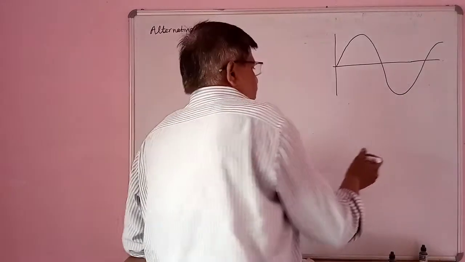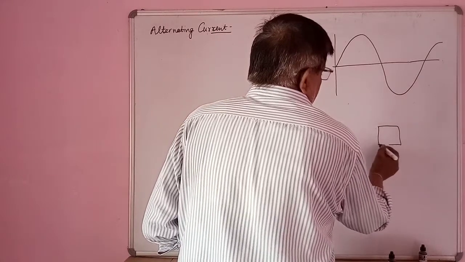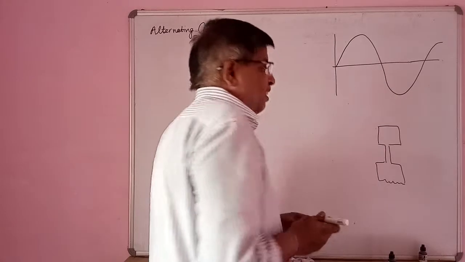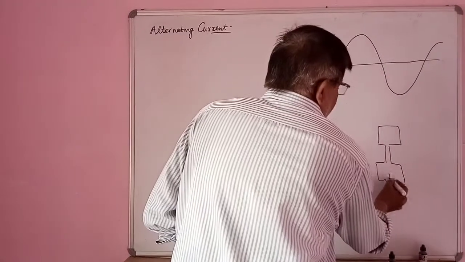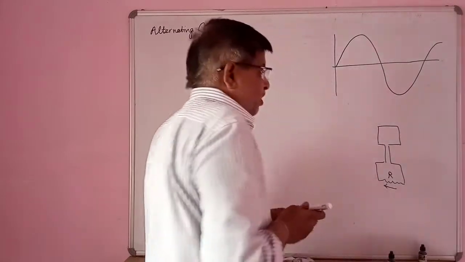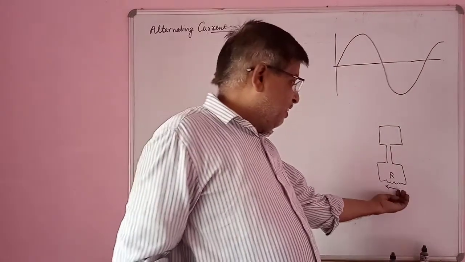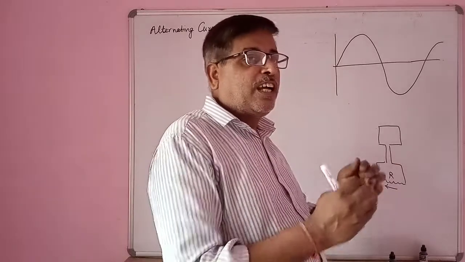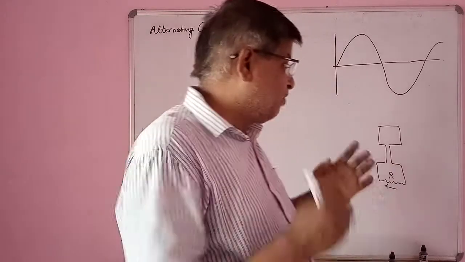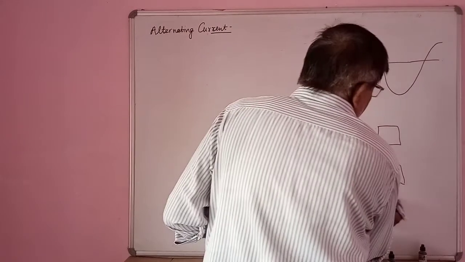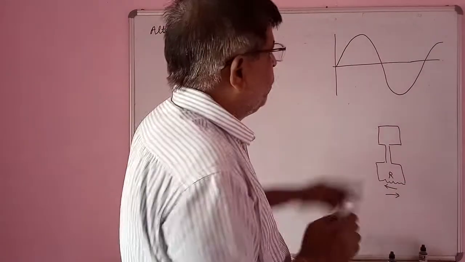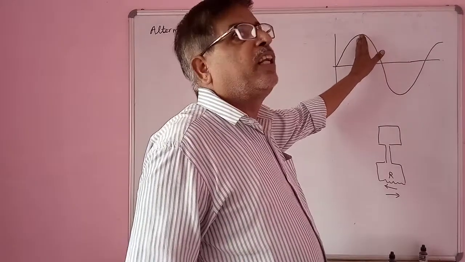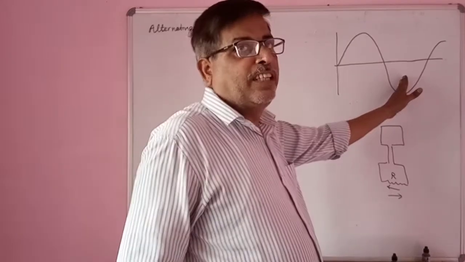This was the coil, and this is some external circuit. In that external circuit, if we consider that current is flowing in this direction, then after half a cycle the current is in this direction. So this is not positive and negative. This is current in one direction, this is current in the second direction.